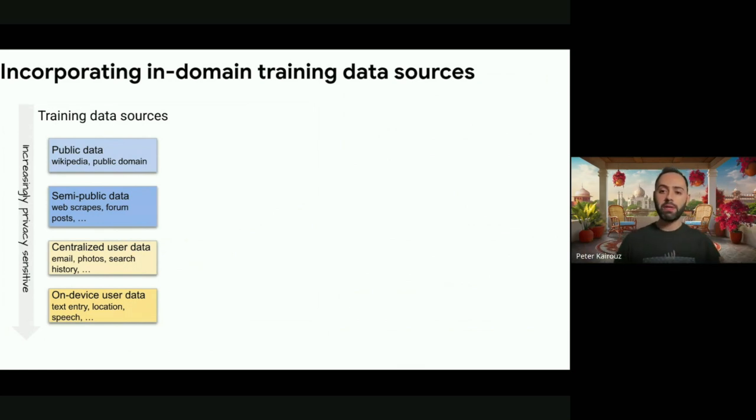But then as you go deeper into that stack, you have centralized user data. Those are your emails and photos and search histories, and so on and so forth. They're traditionally in the data center, but you can go one step below and you have the undevised user data. And that's data like text entries, swipes, clicks, location, speech, sensor data on your phone, and so on and so forth. That is data that we don't even centralize. That is very personal, very sensitive, extremely on device. And we want to learn across all these modalities of sources.